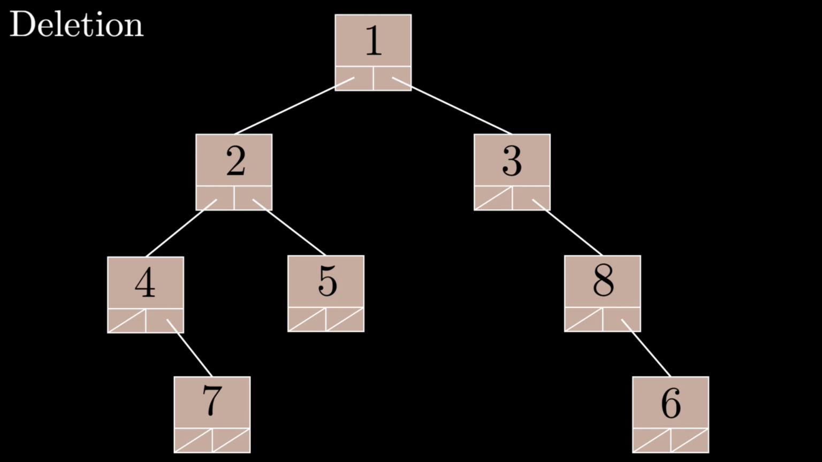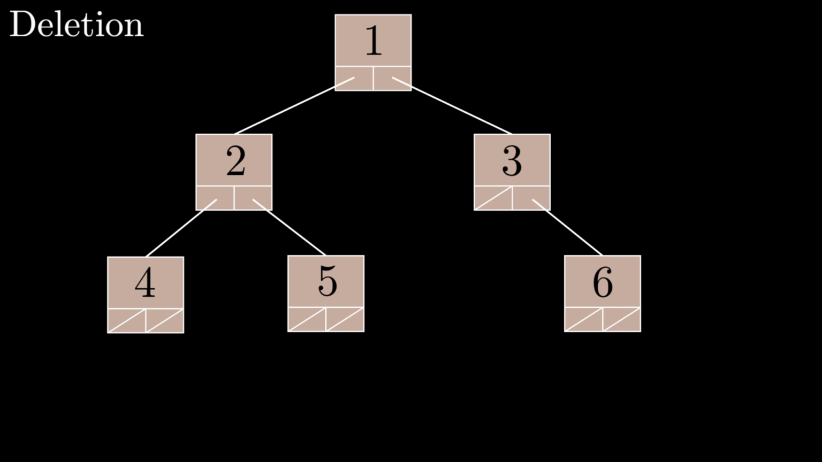Deleting a node works in a similar manner. Say we want to delete node 7. All we do is set the right child pointer of node 4 to null. We can also delete nodes that have one child, such as node 8. In that case, we simply bypass node 8 by setting node 3 to be the parent of node 6.